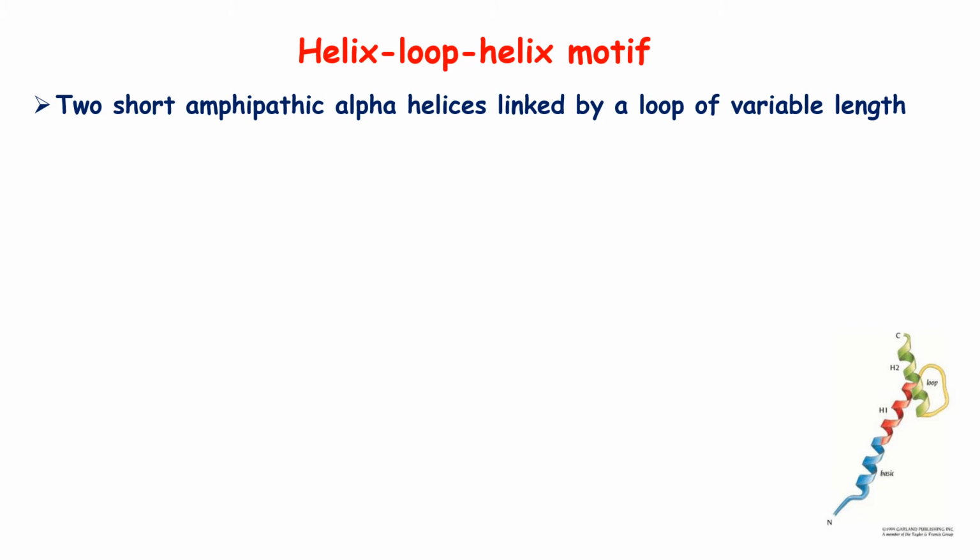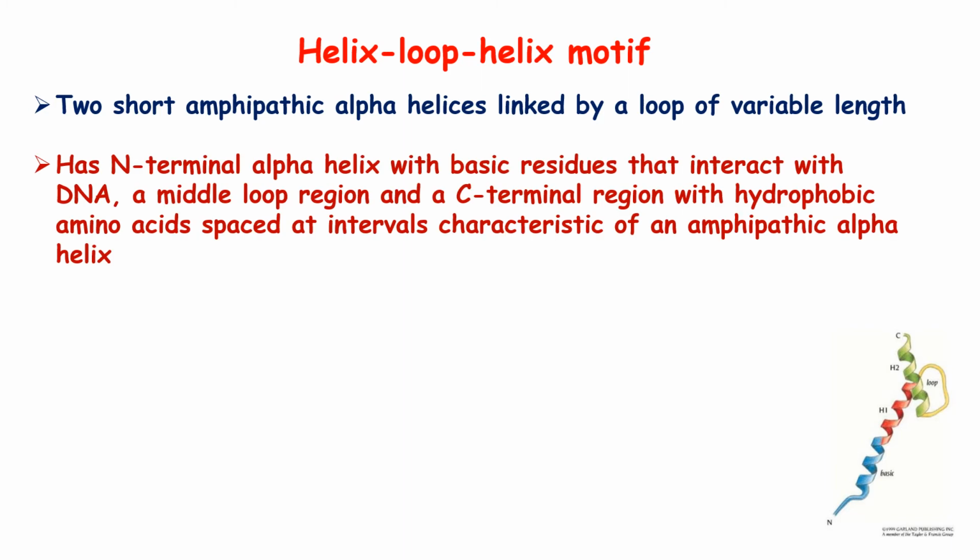This diagram itself should make clear what makes the two motifs different. So it has the N-terminal alpha helix, which has basic residues. Basic residues means it goes and binds to the DNA, then the middle loop, and then the C-terminal region, which interacts with the protein. So it has the hydrophobic amino acids.